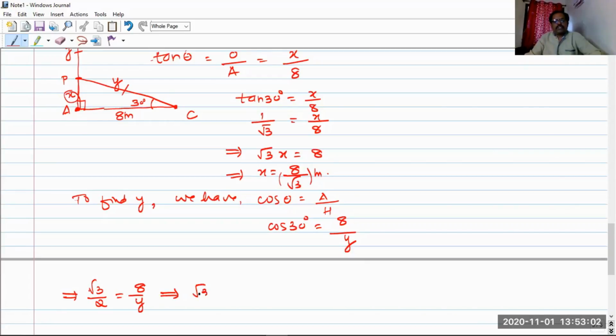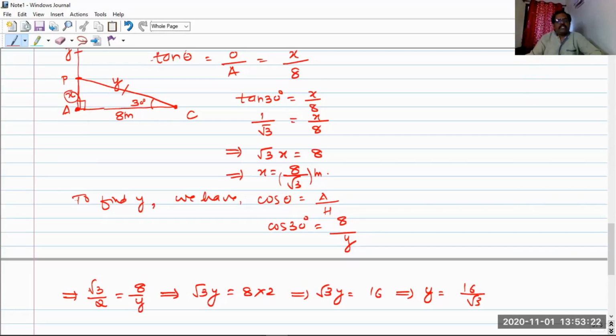Now I need to take cross multiplication. So this gives us root 3 y equal to 8 into 2, or root 3 y is equal to 16, or y equal to 16 upon root 3, right? So y is equal to 16 upon root 3.